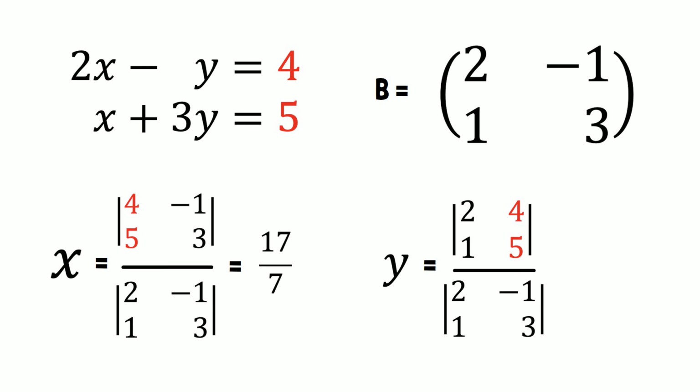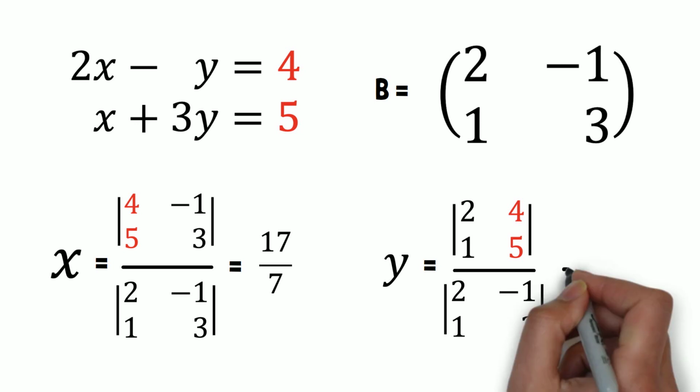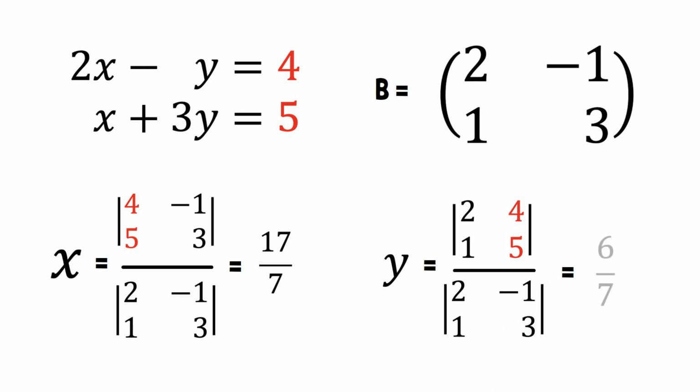For the numerator, 2 times 5 is 10 and 1 times 4 is 4. 10 minus 4 equals 6. For the denominator, 2 times 3 is 6 and 1 times minus 1 equals minus 1. 6 minus minus 1 equals 7, also because minus negative becomes positive. The final answer for y is therefore 6 over 7.